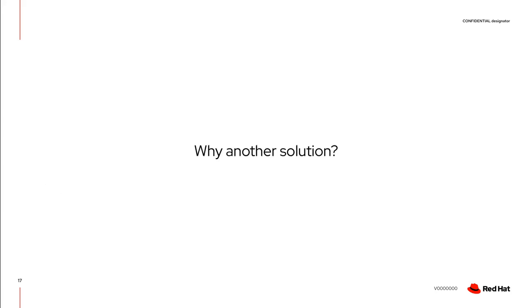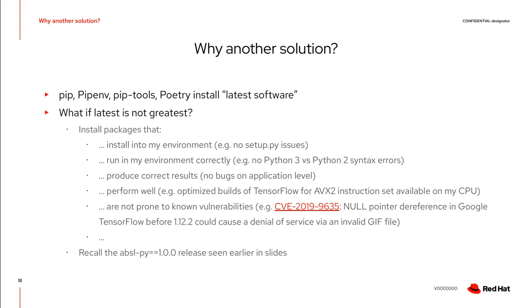Okay, so why do we need another solution? Why do we need another resolver that needs to be implemented? What's the story behind it? All these tools that implement a resolver try to install the latest software. And what if the latest software is not the greatest software? What if that software is not the software that I would like to use? If you recall, hypothetically, a release of absl-py in version 1.0.0 broke our software stack. These things happen.